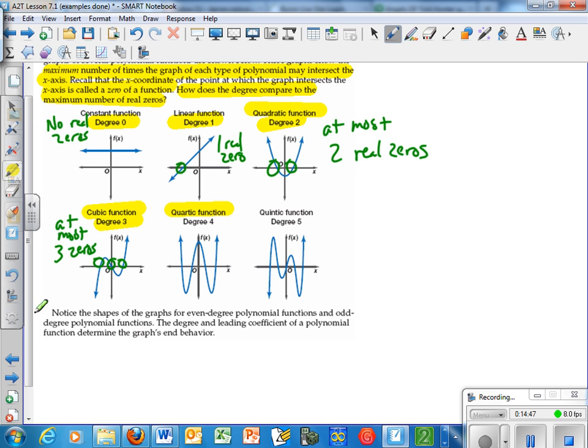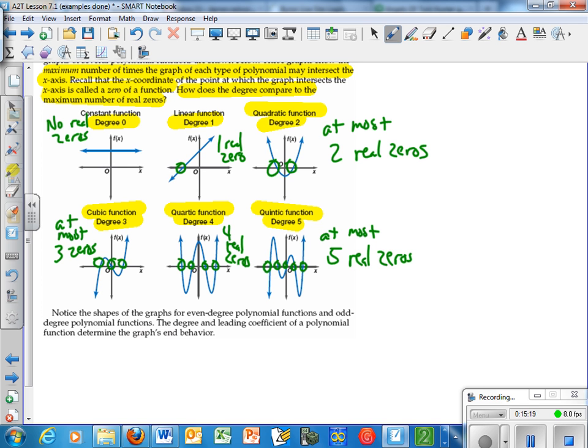Okay, a degree 4 function is called a quartic function. At most 4 real zeros. Now, do all quartic functions have 4 real zeros? No. That's the most they can have, though. They could have less than that. Quintic means degree 5, at most 5 real zeros. And this one actually does have 5 real zeros. So at most 5 real zeros.